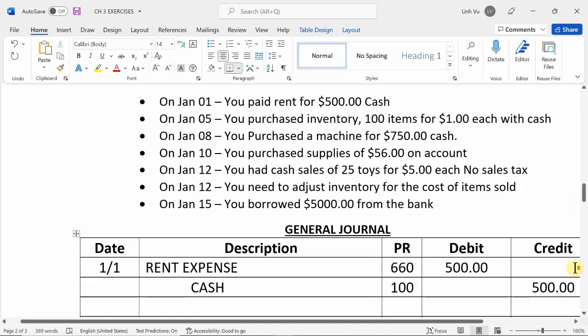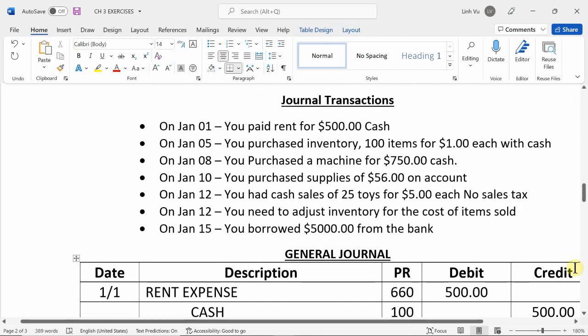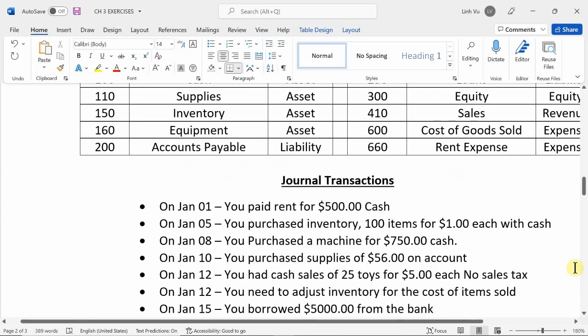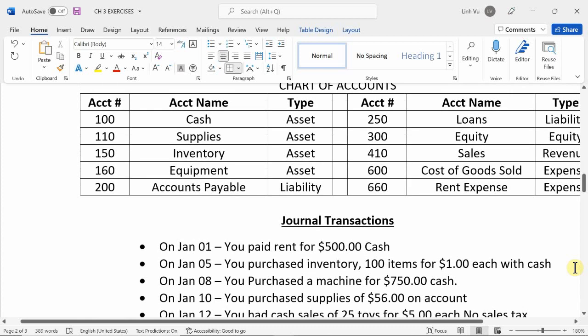Okay? Next one. Here, January 12th, you had cash sales. Cash sales of 25 toys for $5 each. No sales tax. So let's take a look here. What accounts are affected? I had cash sales and I sold 25 toys. Cash, right? Did you increase your cash or did you decrease your cash? Increase. We increased our cash, okay?